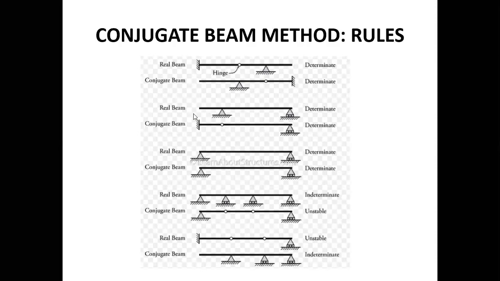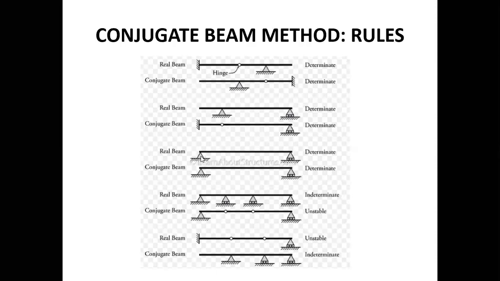Other case, if the real beam is like this, then the free end becomes a fixed end, and the intermediate support has converted to an internal hinge. Again, if there is a roller support, it will remain the same, a roller support, in the case of the conjugate beam. Now this is another case.